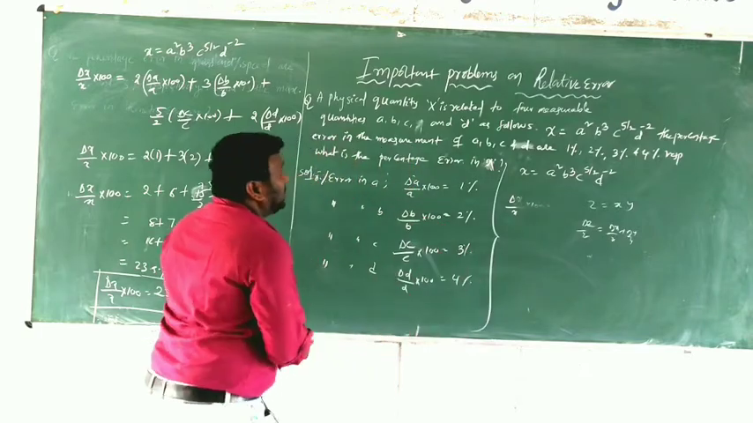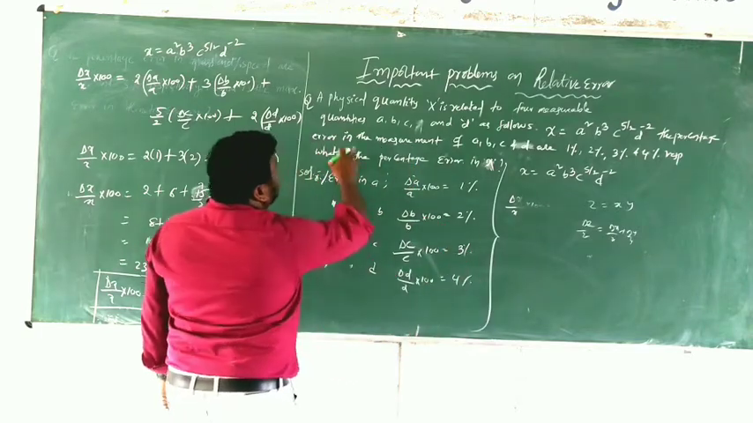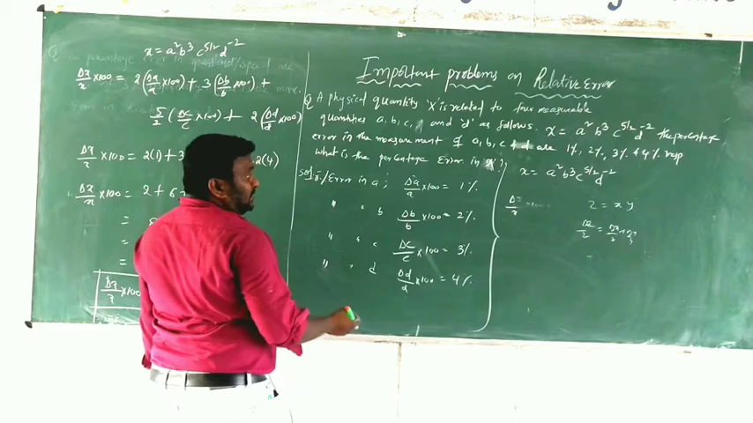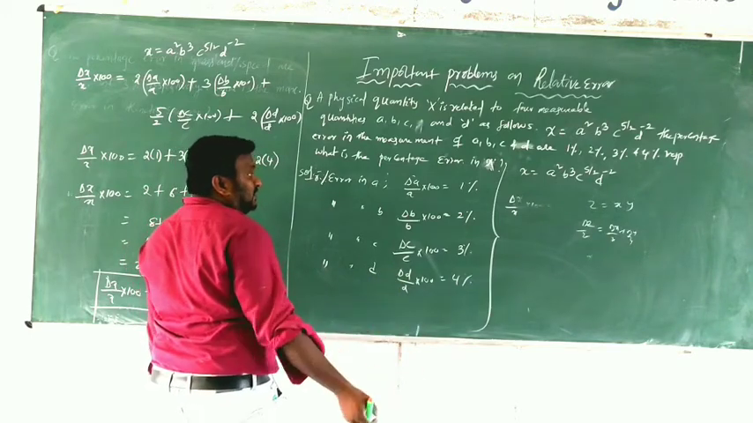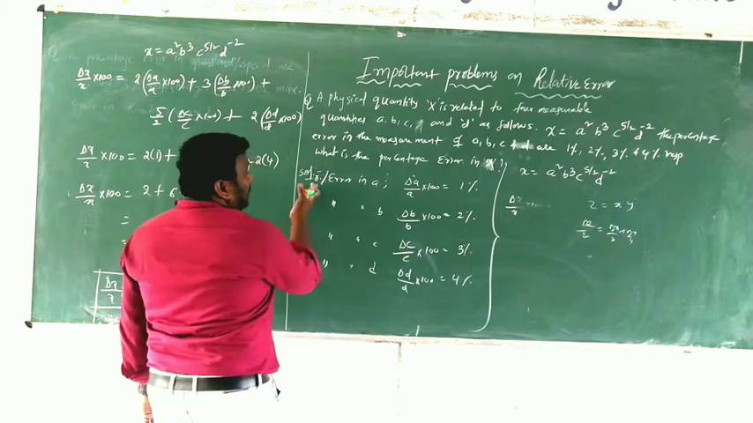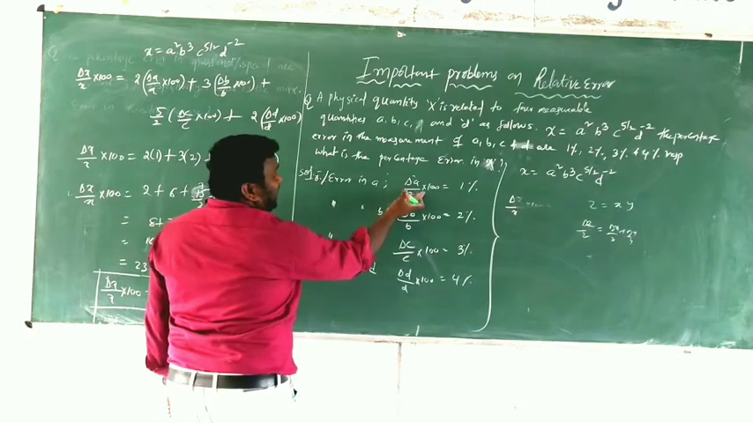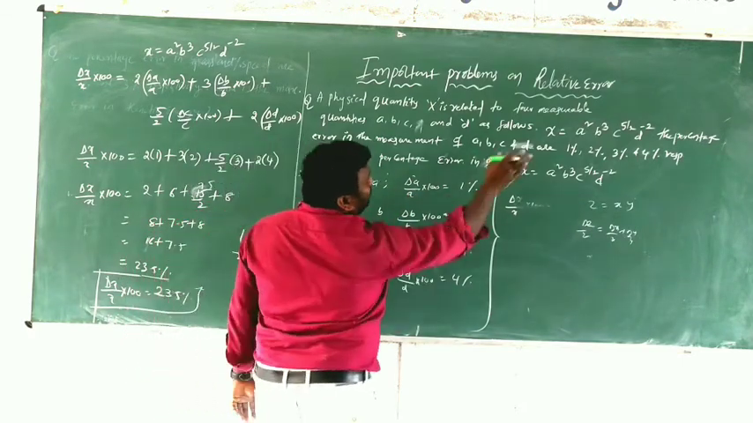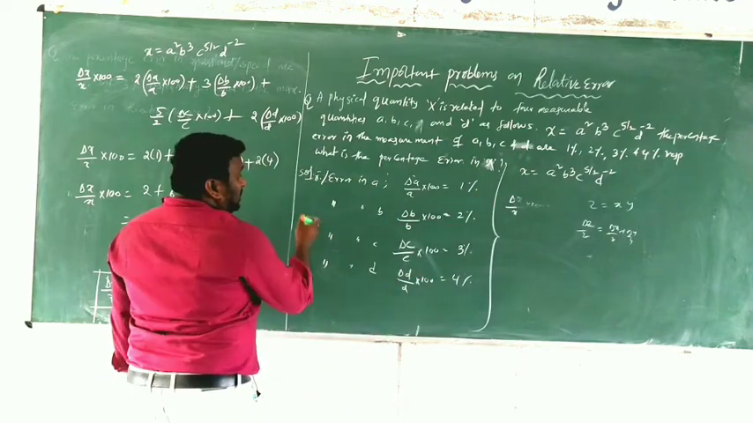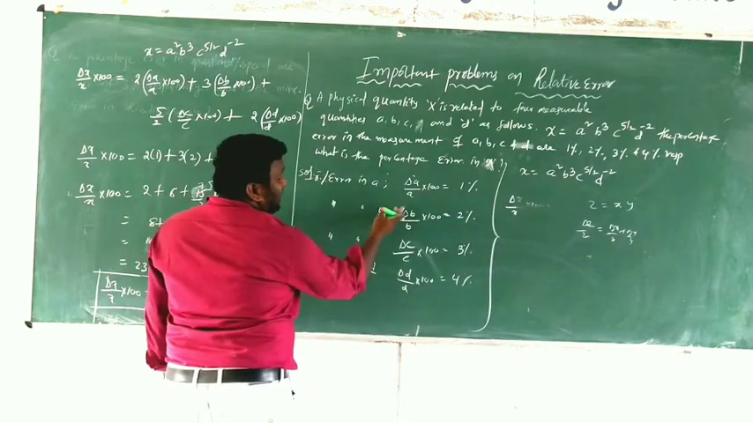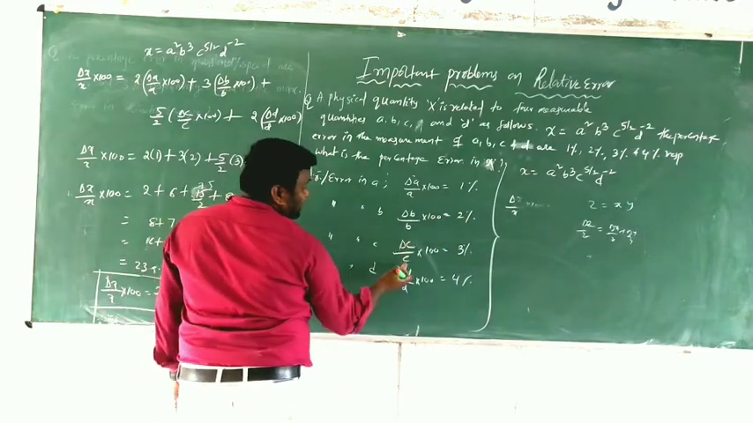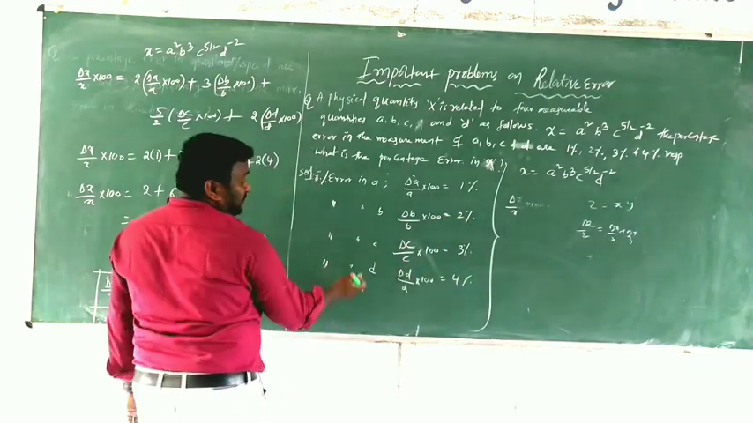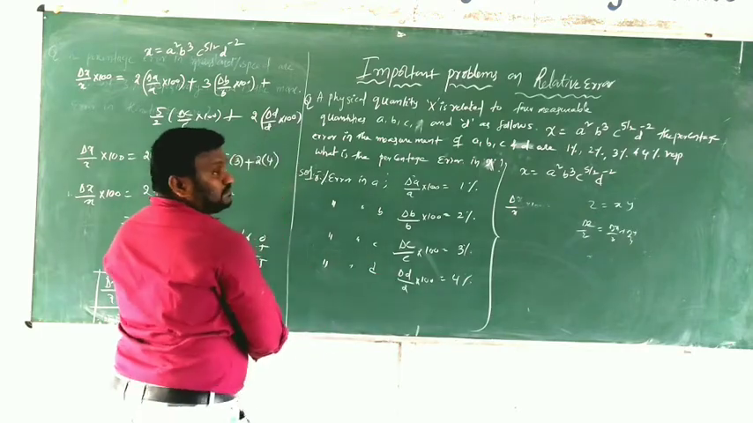So what values were given? At the starting of this video I explained how we can write the percent of error. According to that, the percentage of error in a is delta a by a into 100. How much was given? 1%. Similarly, the percent of error of b is delta b by b into 100, 2%. Similarly for c, delta c by c into 100, 3%. Similarly for d, 4%.